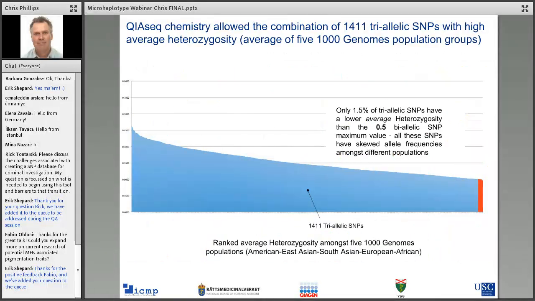In fact, it was a very large number. So in the end, we were able to compile 1,400 triallelic SNPs, all with high average heterozygosities. This is how they look when heterozygosities are ranked. So the majority have very high heterozygosities, and only a very small proportion, 1.5%, have heterozygosities below an optimum binary SNP heterozygosity of 0.5 or 50%. And these are ones that have very skewed allele frequencies. So these are average values, and some of the population groups have pulled down the average heterozygosities in this case.